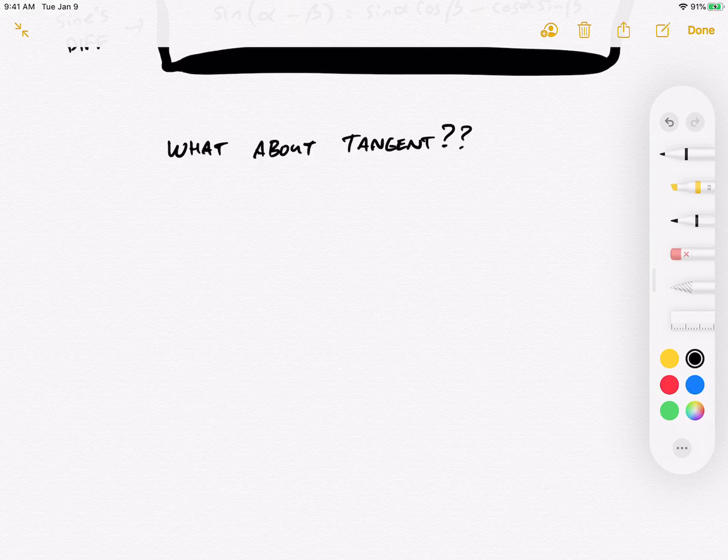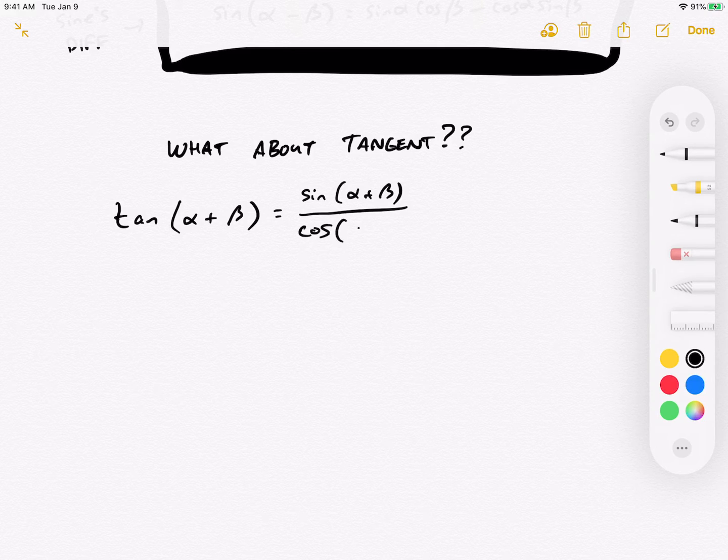It doesn't really matter too much here. Let's say I want to work out tangent of alpha plus beta. So naturally, one would say, okay, I know tangent, it's sine over cosine. That certainly hasn't changed. So I can rewrite it as sine of alpha plus beta over cosine of alpha plus beta. And I guess I could stop there, but you can certainly do better.